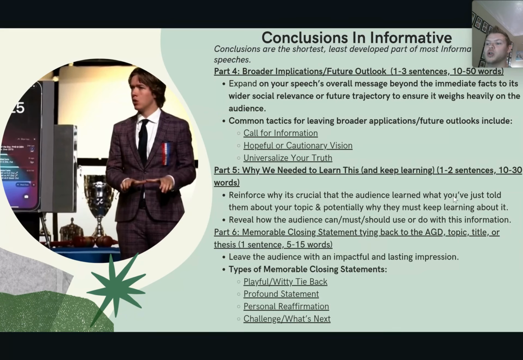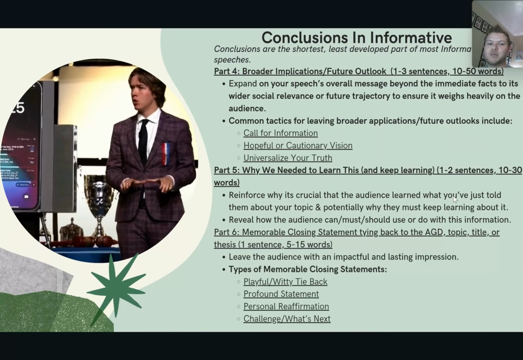Some ways that we can do this include, instead of a call to action like in oratory, a call for information, a direct or implied invitation to think differently and to maintain awareness on the subject, to protect ourselves or to remain vigilant. You can also offer a hopeful or cautionary vision of the future. Paint a picture of the potential future by highlighting positive opportunities or lingering challenges that are posed by your topic. You can also universalize your truth to do this. Elevate the topic to its highest level of relevance to all human beings to make sure that everybody sees how important and significant it is for us all together.